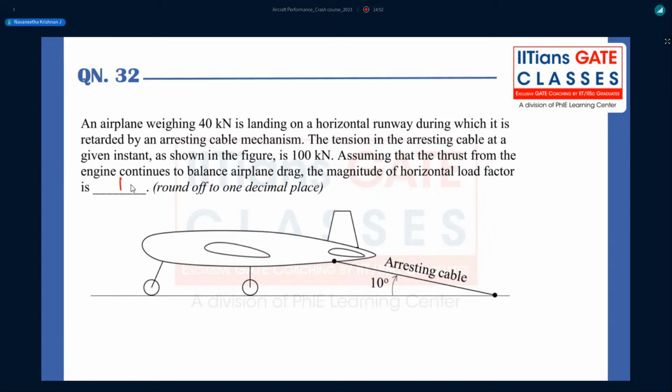The remaining force is just for retarding. The thrust is not only balancing your drag; there is an additional drag given by this arresting cable, so the aircraft can be retarded faster.